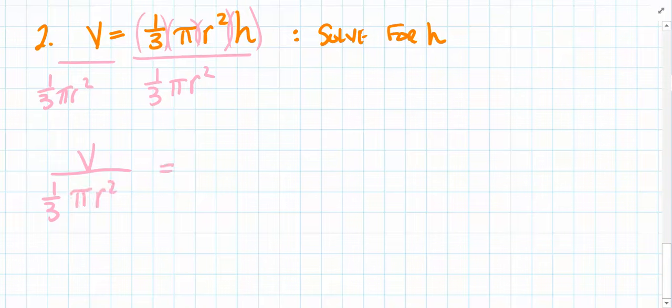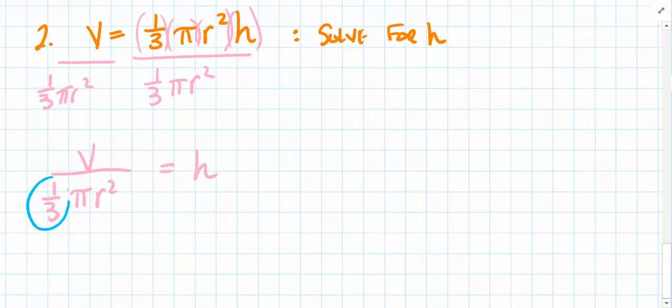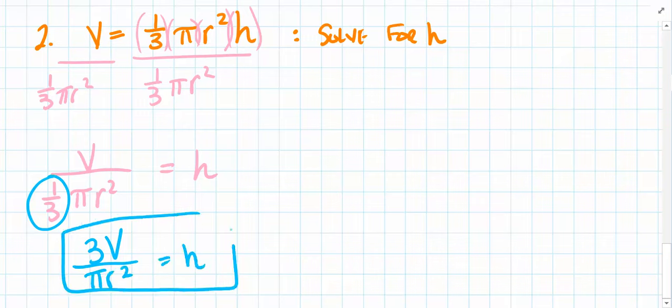But you know what? There's one more little tiny step that I can do. Does anybody see it? It has something to do with that fraction. Daniel, do you see it? Flip the 1/3. Yes, flip the 1/3. Why? Because if you move it up to the numerator, it's like the same thing. If I have v divided by 1/3, that's the same thing as saying 3v over pi r squared is equal to h. So this is the answer that you would find in the back of the book.